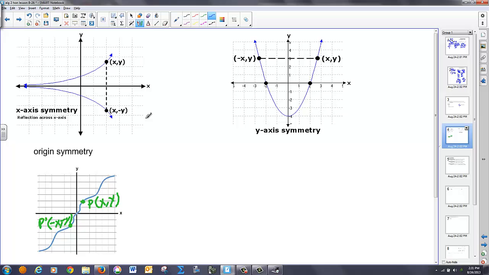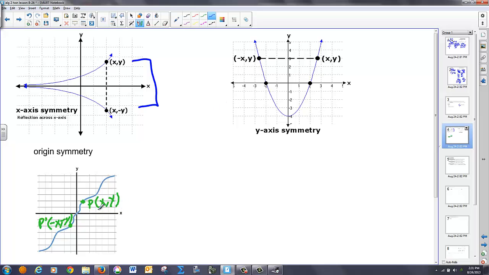Now you'll notice the relationship between points in all of these. If I reflect over the x-axis, my x-coordinate will be the same, but my y-coordinate will be opposite. If I reflect over the y-axis, the y-coordinate remains the same, but the x is opposite.